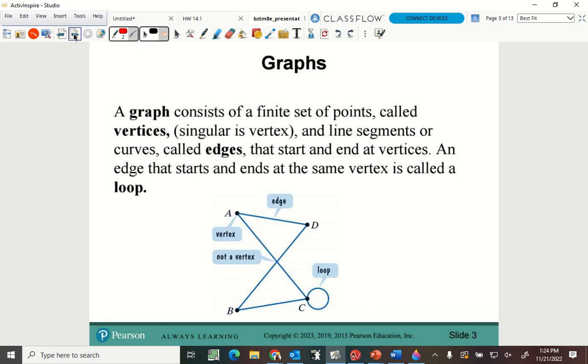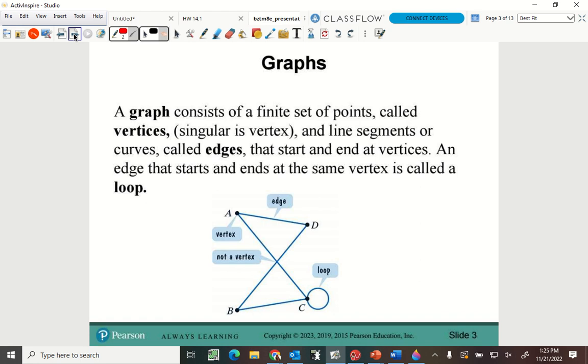So a graph consists of a finite set of points. Now, what does the word finite mean? Limited. Yeah, you have the idea. So it's limited because it's the opposite of infinite. Infinite means it goes on forever, right? To infinity and beyond. Thank you. So finite means it is a limited amount of options or limited amount of points.